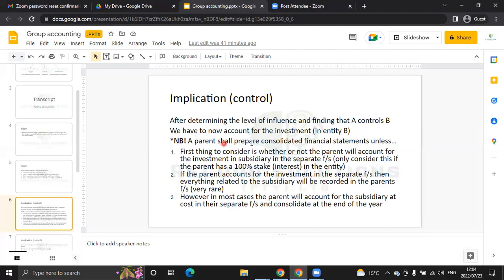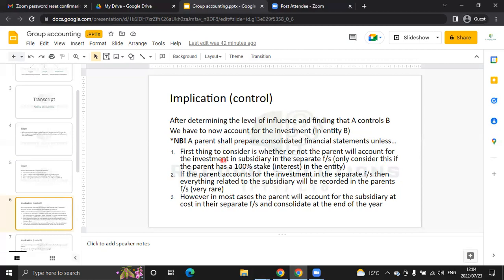a parent shall prepare consolidated financial statements, right? Now, this is very important. This is also listed in the standard. The standard says, as long as you are a parent, you will prepare consolidated financial statements, unless there are other requirements. You can find them in the standards, but in many questions this is not really important. We already know that we have to prepare consolidated financial statements, but this is where it comes from, right? So a parent prepares consolidated financial statements.